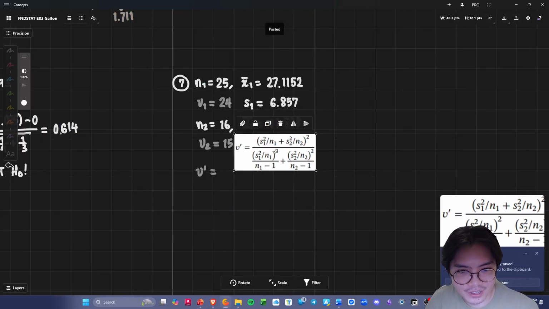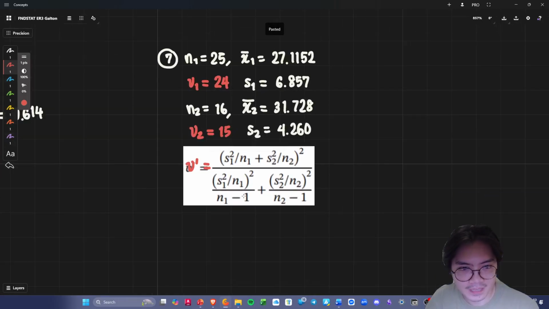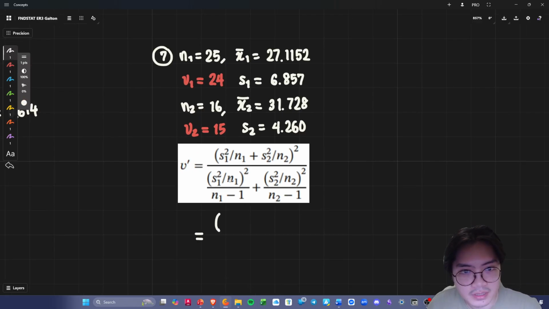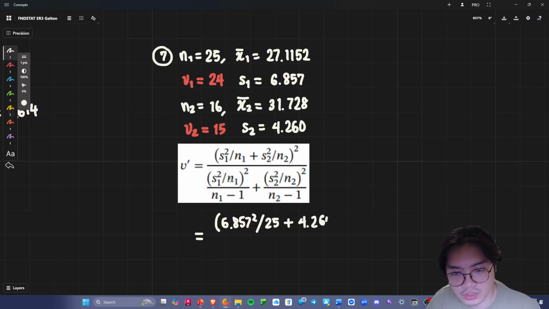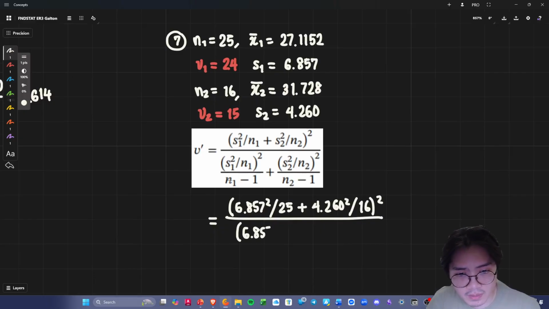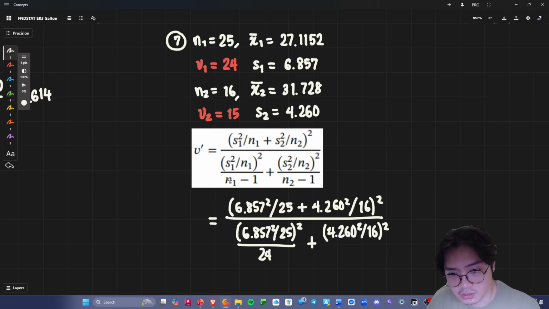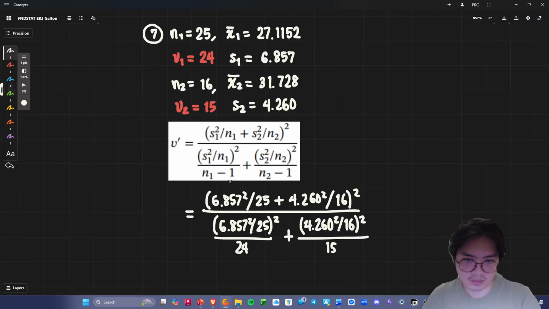Write this here. Have our values here. S1 squared, 6.857 squared, all over your N1, plus 4.260 squared divided by N2, all squared, all over N1 minus 1, which is 4, plus do the same thing: 4.260 squared divided by N2, squared, over N2 minus 1.